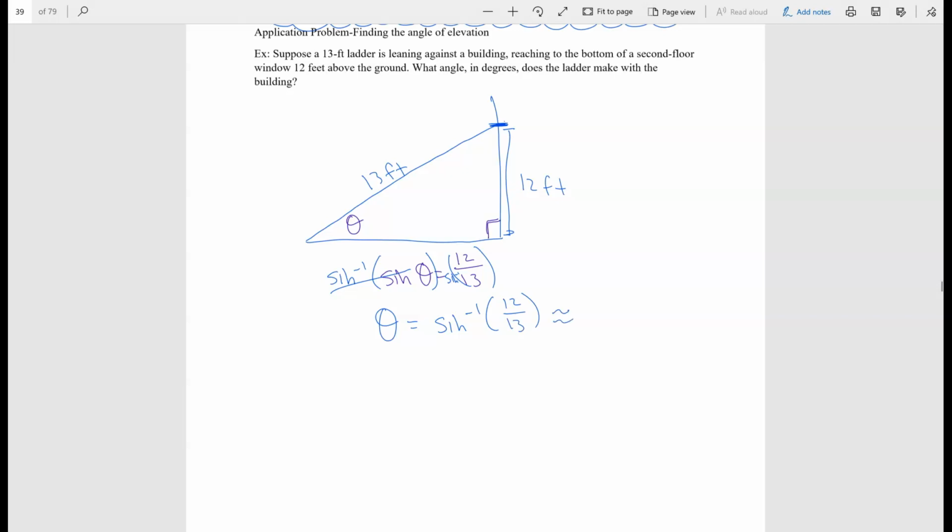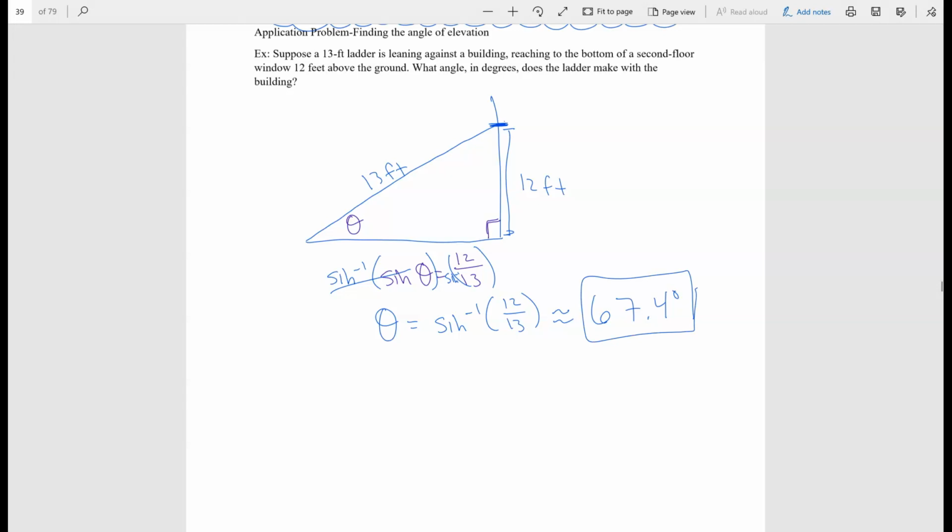Here is where you want to use your calculator. Make sure your mode is in degrees, because we want to find the angle in degrees. Press the button for sine twice to get sine inverse, and then enter 12 divided by 13. If I round this to one decimal place, you should end up getting 67.4 degrees. This is the angle that the ladder makes.